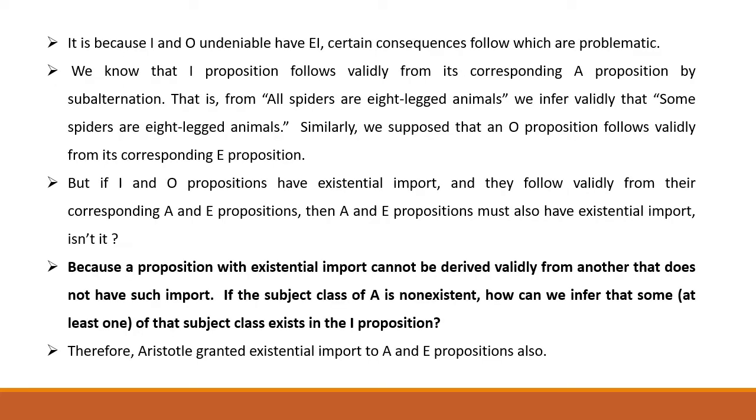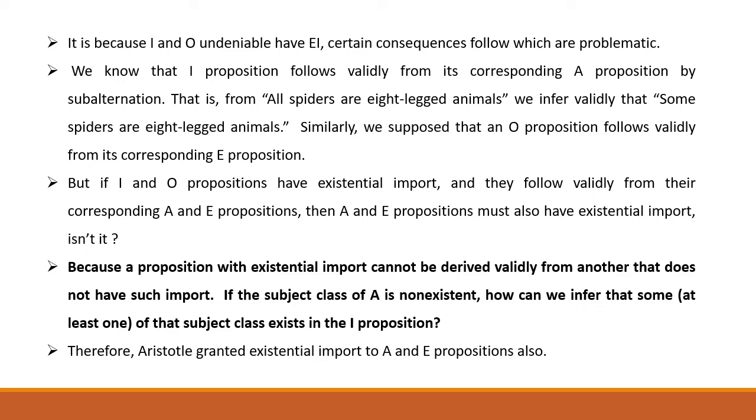We know that the I proposition and the O proposition, they follow validly from their corresponding universal A and E proposition. So the A proposition, all spiders are eight-legged animals. From here, we infer validly the I proposition. Some spiders are eight-legged animals. And according to the traditional square of opposition, this is the relation of superaltern and subaltern, and we say that it is a valid inference.